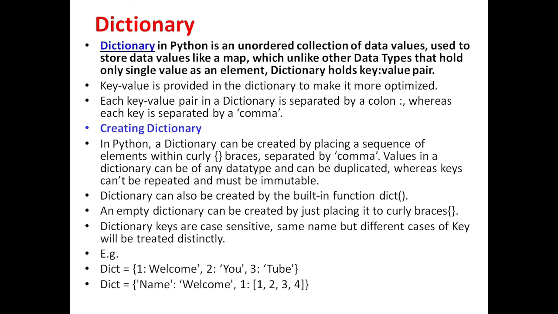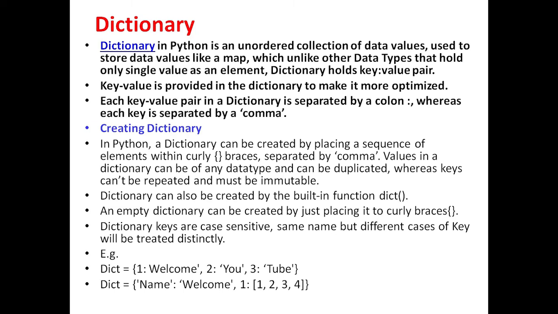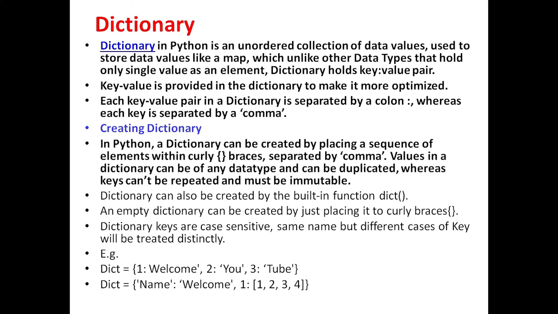Next is dictionary. Dictionary in Python is an unordered collection of data values used to store data values like a map, which, unlike other data types that hold only single values as element, holds key value pairs. Key value is provided in the dictionary to make it more optimized. Each key value pair in a dictionary is separated by colon, whereas each pair is separated by comma. In Python, a dictionary can be created by placing a sequence of elements within curly braces separated by comma.